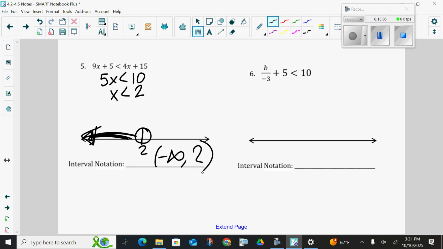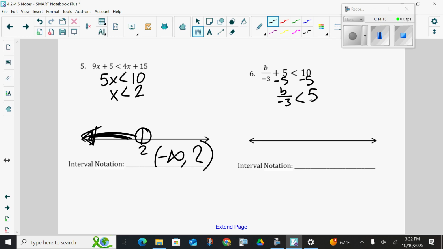Now, we're going to go over 6 together, and then we'll move on to some word problems. So in 6, to solve for b, first I'm going to subtract 5 from both sides. I cannot multiply by -3 first because I have the +5 after b divided by 3. I have to move any addition and subtraction first. So when I do that, I'll get b over -3 is less than 5.